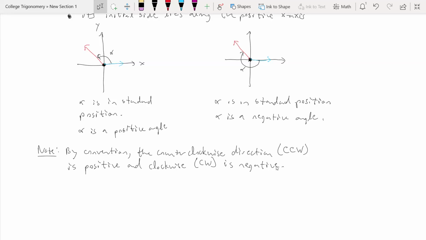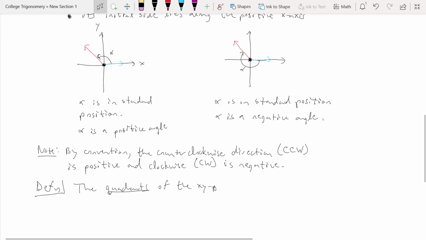Good. So now that we've done that, how about we have a definition here? I'm going to define the quadrant. So this is an algebra definition. The quadrants of the Cartesian plane or rectangular coordinate system, or you know what, I'm just going to say the XY plane. Just keep it short here. So the quadrants of the XY plane are the following.